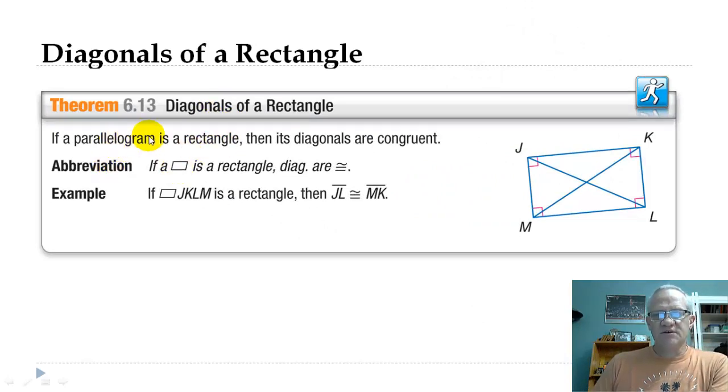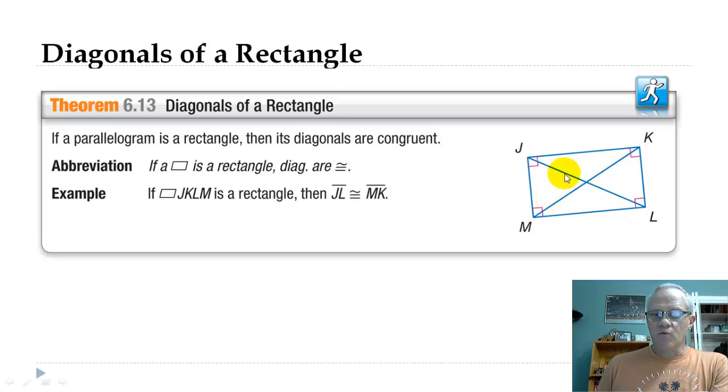So you can see here it says if a parallelogram is a rectangle, its diagonals are congruent. So what that means is that from J to L, that distance is the same as from K to M. Those 2 are the same. In a regular parallelogram, think if you took this top part and slid it to the right, they wouldn't be the same length. Those 2 things wouldn't be the same length. But when you make these 90-degree angles here, the 2 diagonals are the same length.